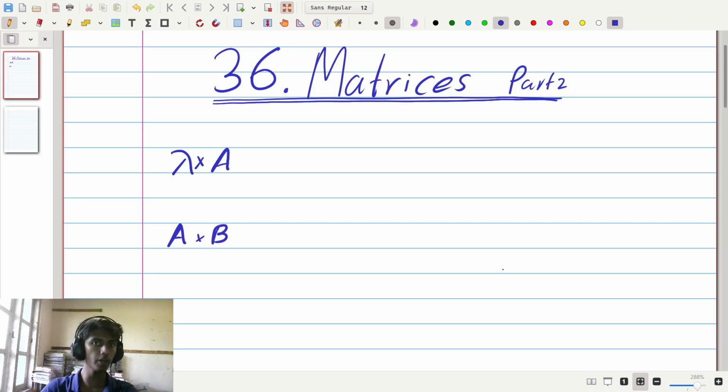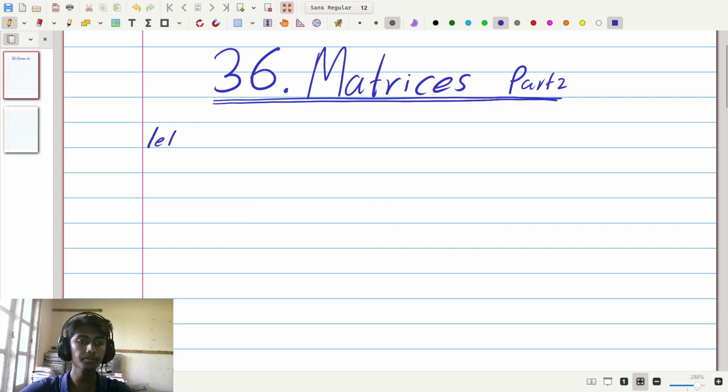In this video we're going to be considering both of these, but first off we're going to be considering the first one, which is multiplying a real constant lambda by a matrix A. And for that we're going to define a matrix A such that we're going to say let matrix A be equal to, and we'll define A as being A sub ij, a matrix of size m by n.